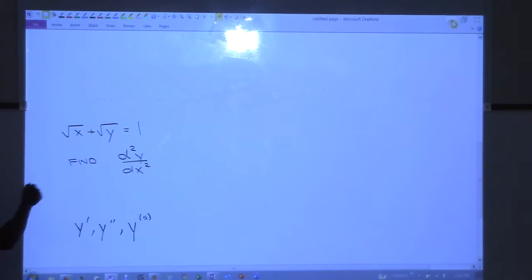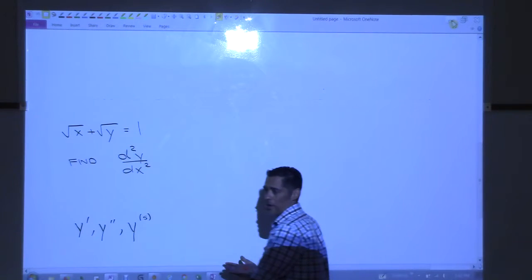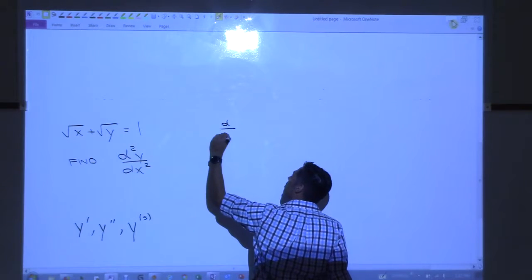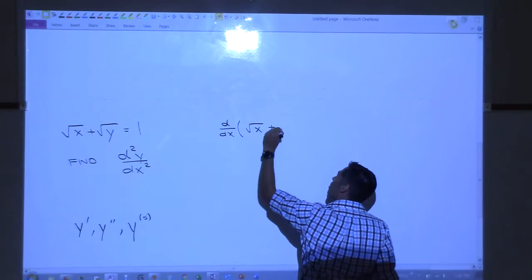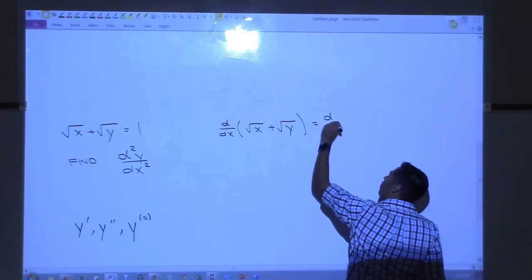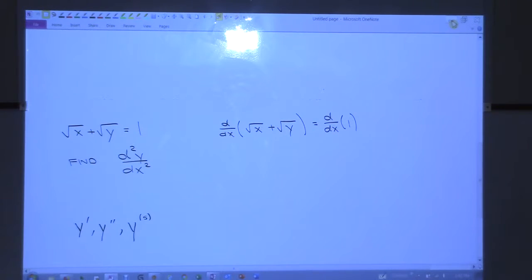All right? Okay, so to do this, what we're going to do is first find the first derivative. So let's try and take the derivative first with respect to x of square root of x plus square root of y equals derivative with respect to x of 1. All right, here are my little sticks over here.